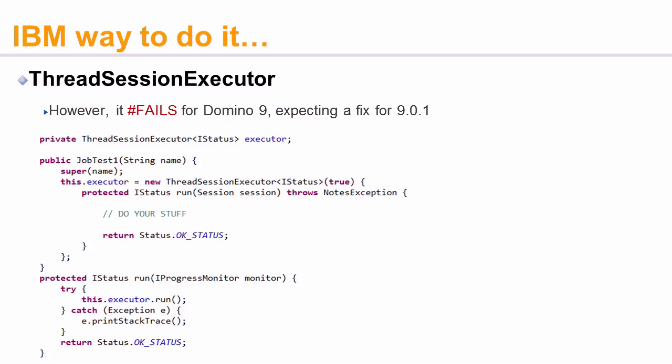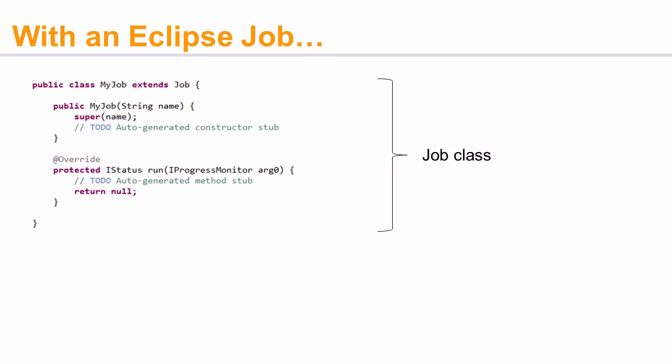The IBM way to do it is the thread session executor, but it fails, as I said before, in Domino 9. We are expecting a fix for Domino 9.01, but I won't go into details here. Normally with an Eclipse job, here is how to do it as a workaround. Eclipse job is designed to run threaded operations in an Eclipse platform. It's provided with a useful jobs API within the Eclipse framework.